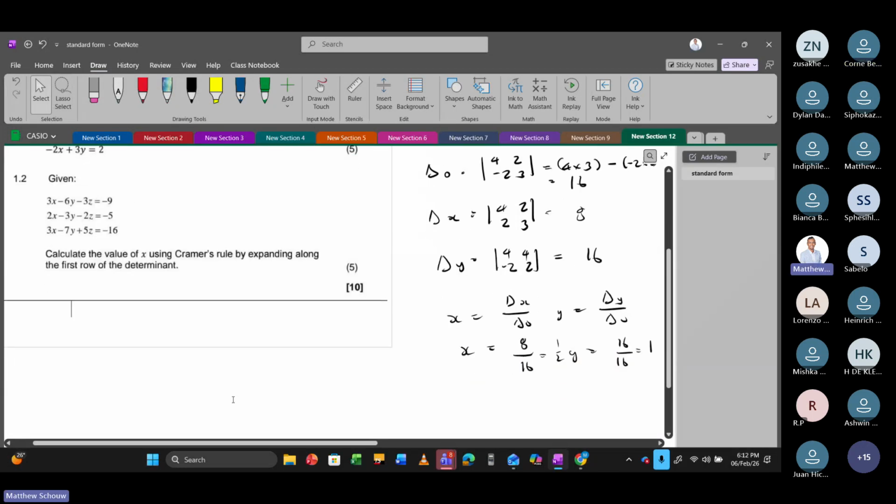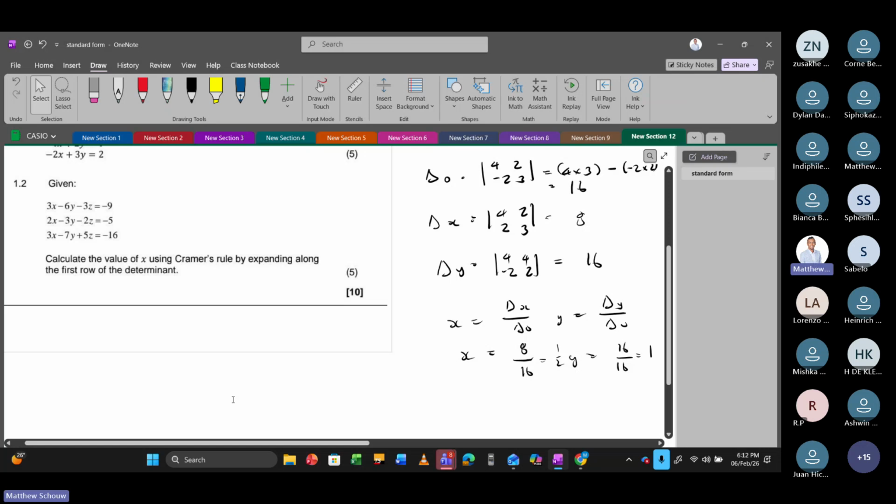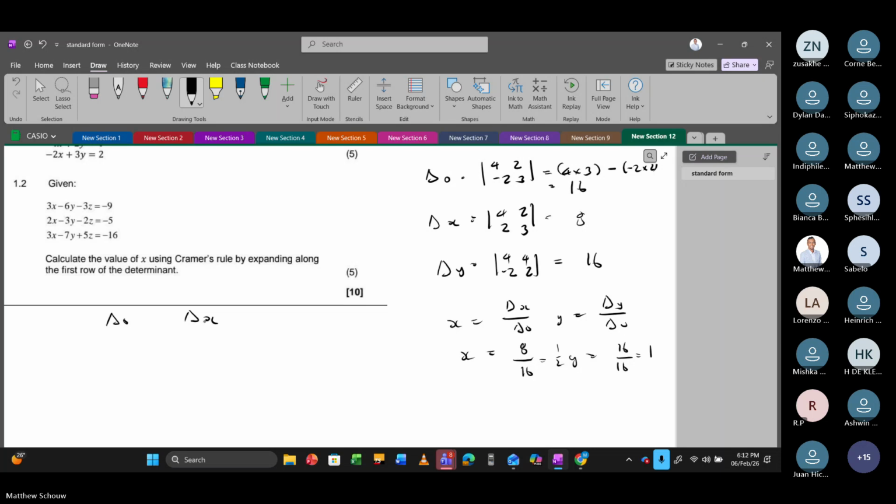Can you guys do 1.2 for me quickly? So here we just need delta 0 and delta X. That's it. And what's important to remember is your SEM and also know your cofactor matrix. You guys can do that one. Also, that's 10 marks, not 15.